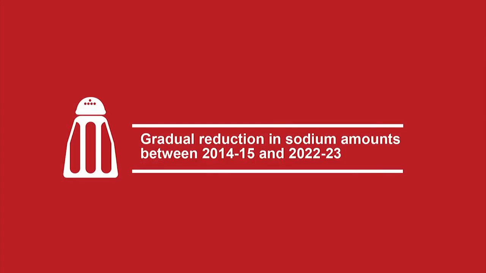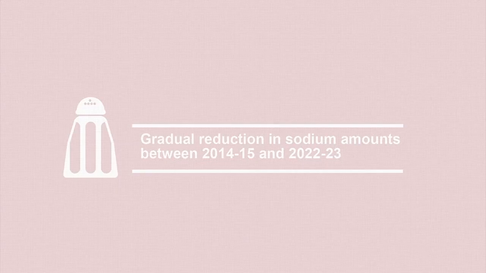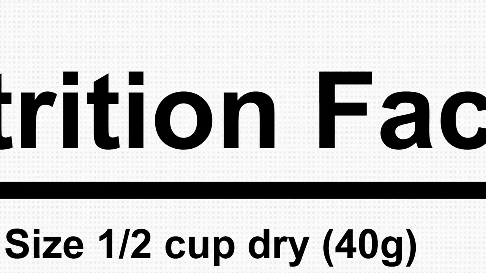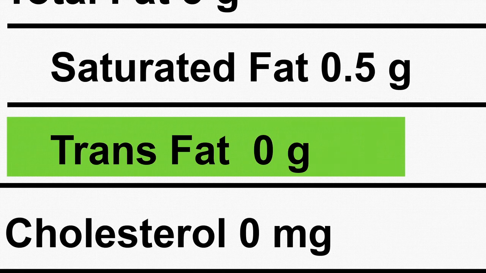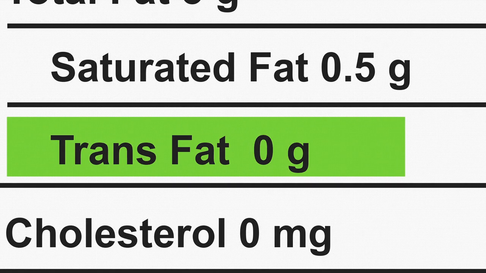Work to reduce sodium in menu items, as the proposed sodium targets will be phased in gradually over the next several years, beginning in 2014-15. As for trans fat, nutrition labels or manufacturer specifications must indicate 0 grams of trans fat per serving for all grade levels.